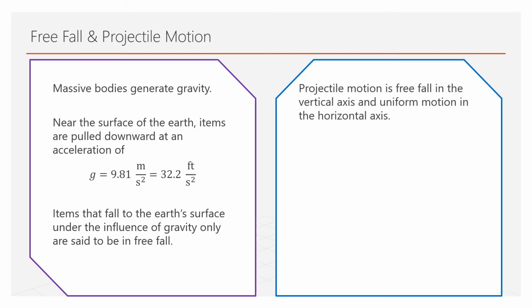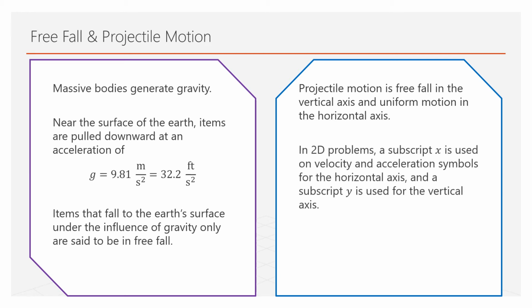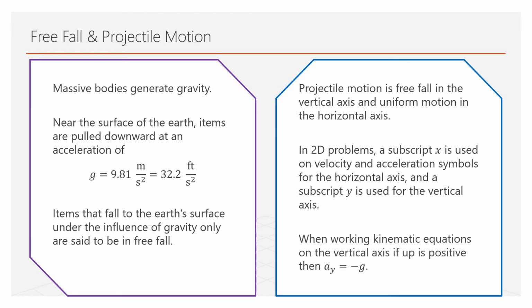Projectile motion is free fall in the vertical axis and uniform motion in the horizontal axis. Remember, uniform motion is motion with zero acceleration. In 2D problems, a subscript x is used on velocity and acceleration symbols for the horizontal axis, and a subscript y is used for the vertical axis. When working kinematic equations on the vertical axis, if up is taken to be positive, then the acceleration on the y-axis is negative g. We'll do an example of projectile motion on the next slide.